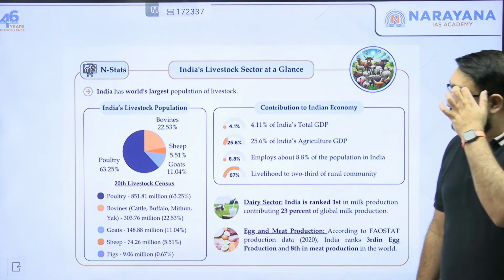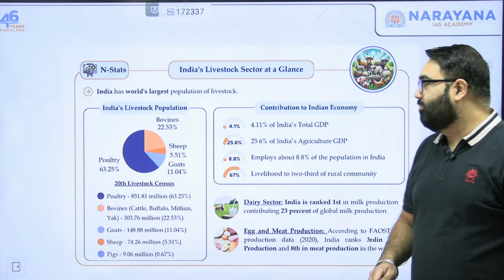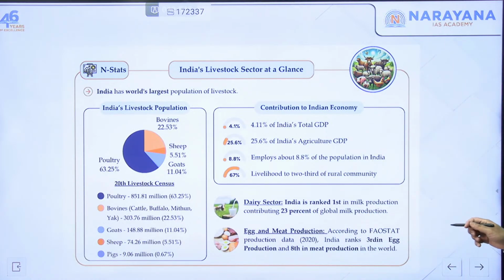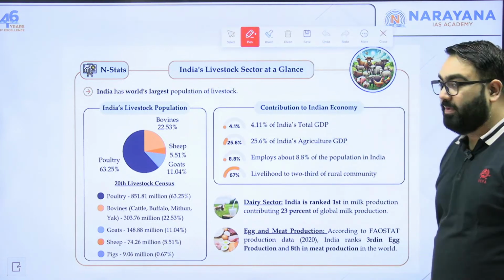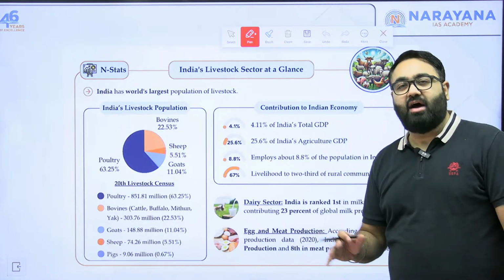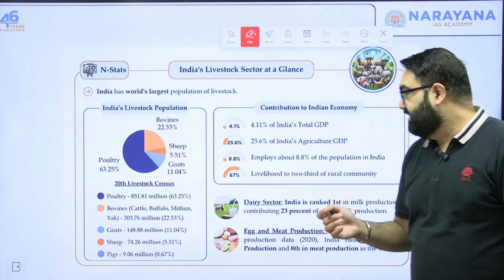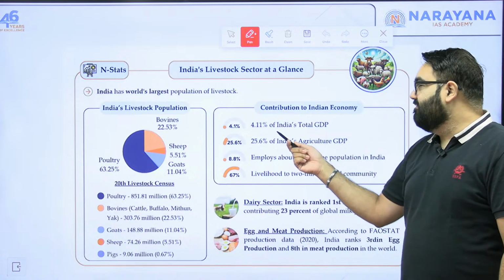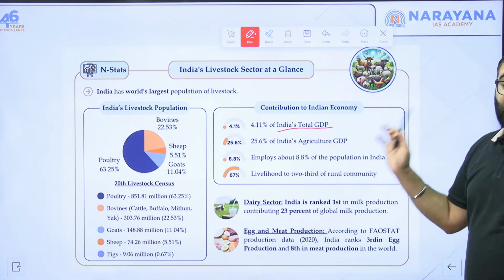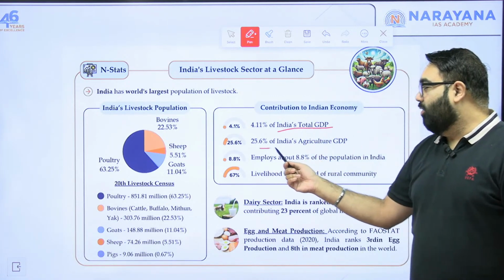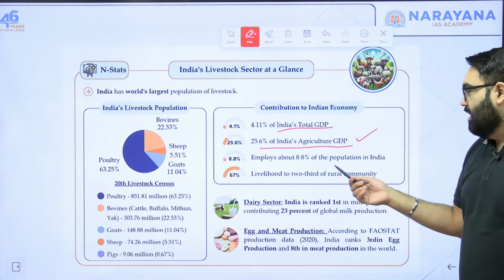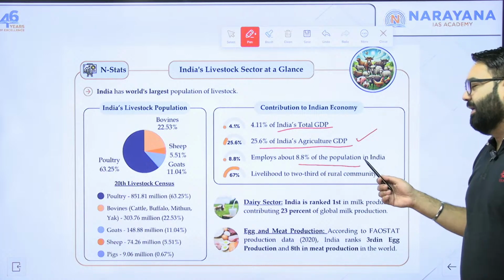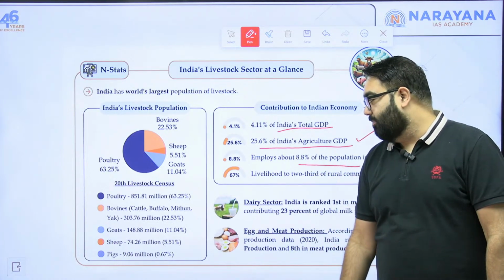These are some of the other stats that you should know about India's livestock population and the data that has come out. If you look at how it has contributed to India's GDP, it has a pretty bulky contribution. The livestock sector contributes 4.11% to India's GDP. Over one-fourth of India's agriculture GDP comes from the livestock sector, and it employs 8.8% of India's population.